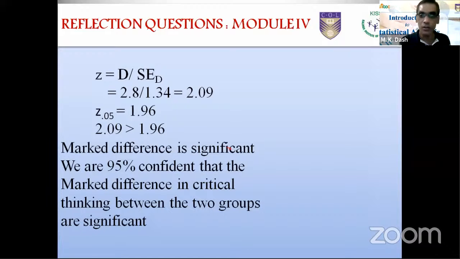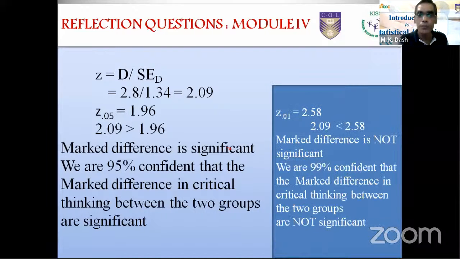Exactly, it is significant, sir, and we are 95% confident that the mark difference in critical thinking between the two groups of students is significant. Or in other words, we can say that we are taking a chance of only 5% error. There may be 5% error in giving this statement.